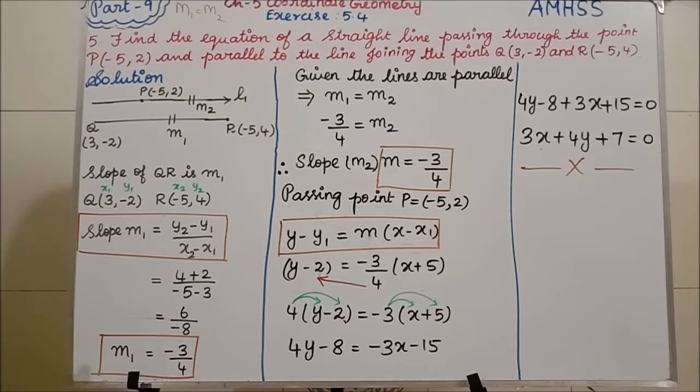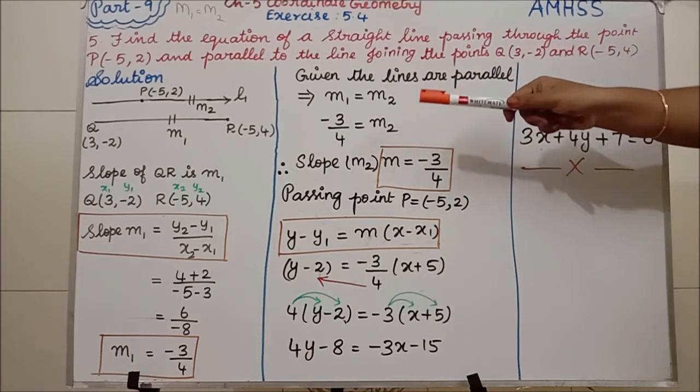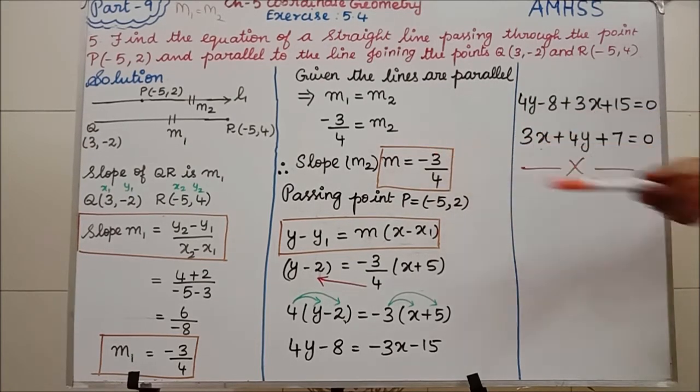Now it is easy for us to find m2, because parallel means m1 equals m2. We know the formula, isn't it? Whatever value we got for m1, the same value is m2 also. Clear, students? See what I have written next. Given the lines are parallel, m1 is equal to m2, we know. What m1 value did we get? Minus 3 by 4 is equal to m2. Therefore slope m2, which we have taken as m, both are the same. m equals minus 3 by 4.